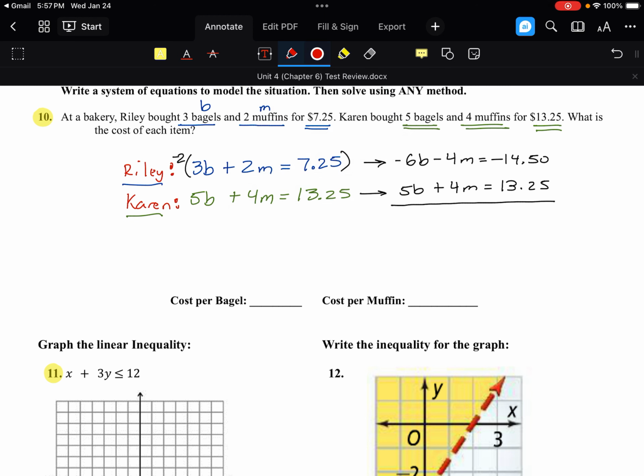Negative 6b, positive 5b is a negative 1b. The m's become 0 because they cancel out. And then here we get a negative 1.25. So then to solve for b, we'll divide by negative 1. And we get that bagels in this case cost $1.25.